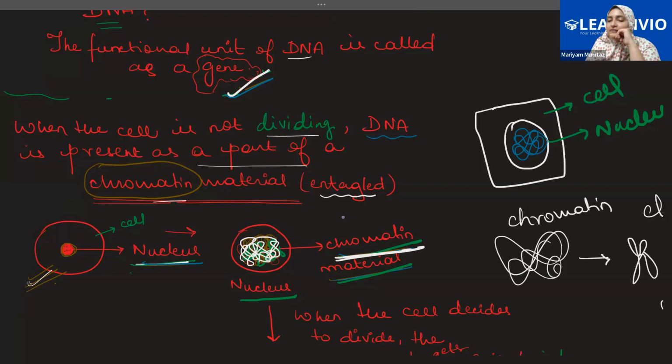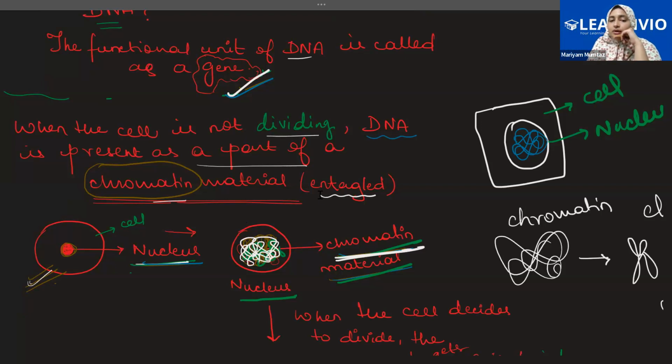It is entangled. Have you seen a ball of wool? Everyone has seen that? Okay. Now, if you take that ball of wool and open it throughout, and then pick it up like that, do you see how tangled that is? If I were to ask you to straighten it out, it would be so difficult, isn't it? So imagine chromatin material is just like that. They are present just like that.